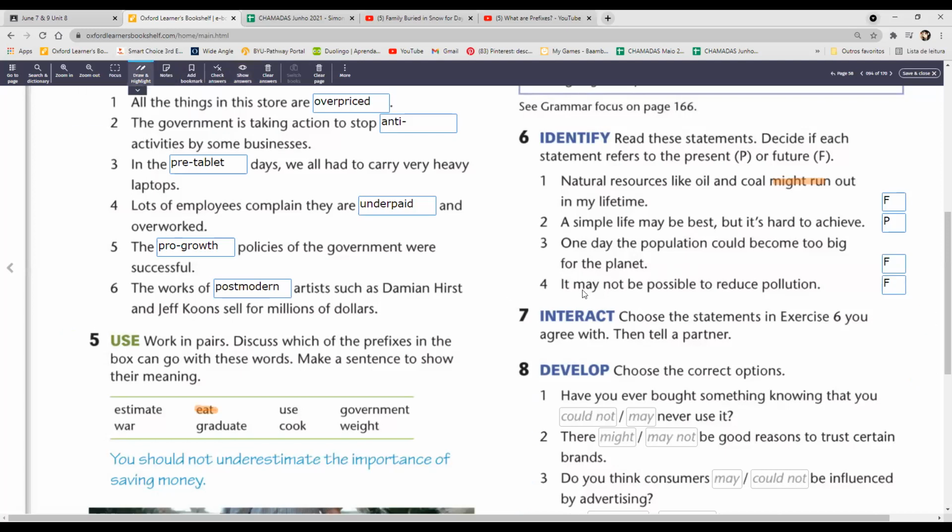Yes, okay. So it may not. But it's kind of tricky. Yeah, it's kind of tricky. Yeah, it is really. Could become, all right? So here, look.